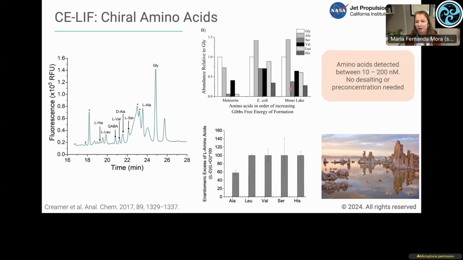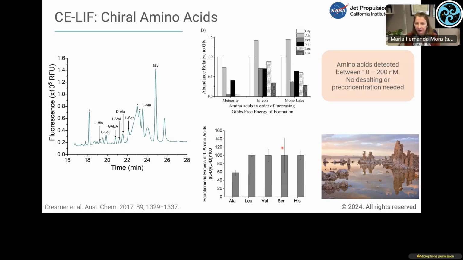And then we did the same comparison. We calculated the distributions, like I showed you at the beginning, when we look at how a meteorite looks, how E. coli looks, which we know is biological, and then we look at Mono Lake, and you get a very similar distribution to a biological sample instead of a meteorite. So this was the first biosignature.